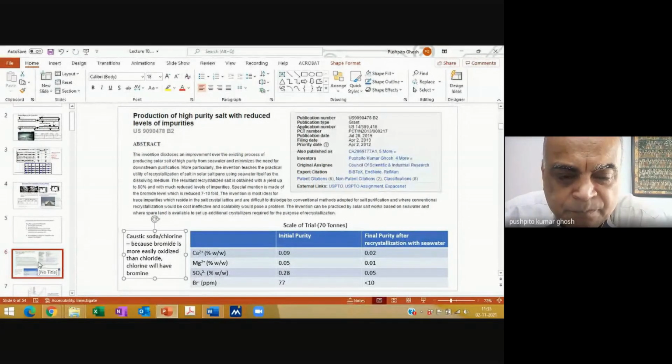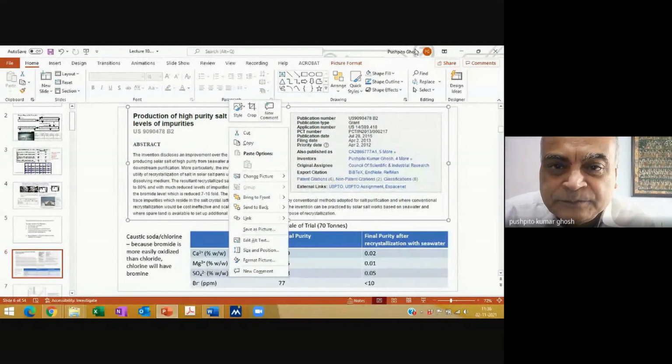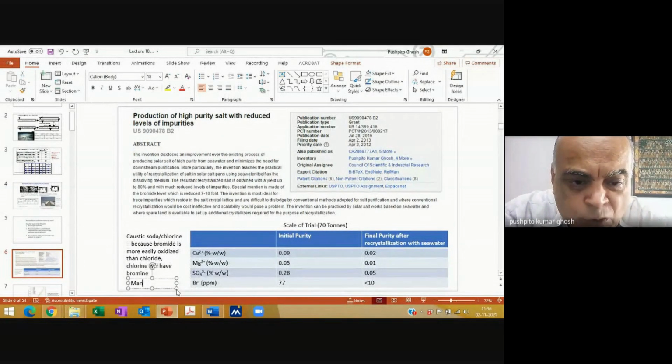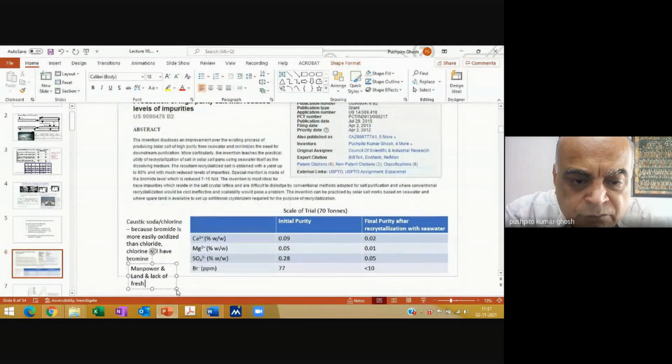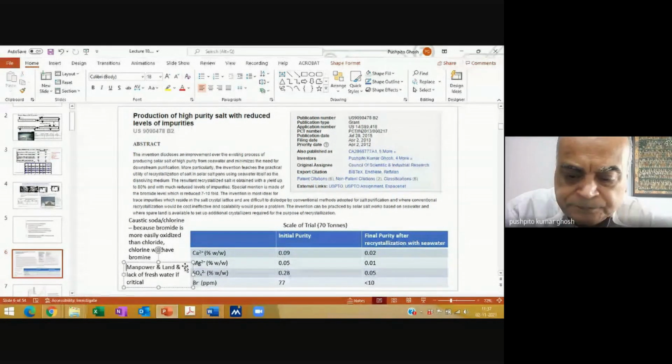A lot of time. Okay, suppose I want to do it in the same time, then what do I need more of? Land. Yes, that's it. Land. I write these things, I hope you'll understand what it is. Manpower and land and lack of fresh water, if critical. Okay, let's put yes, sir. Constraints.